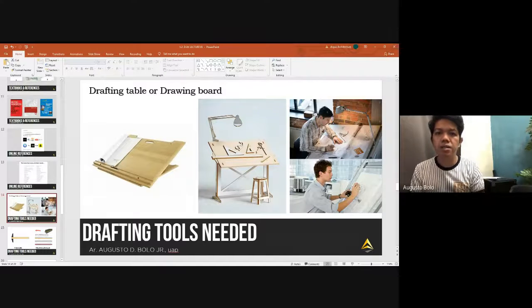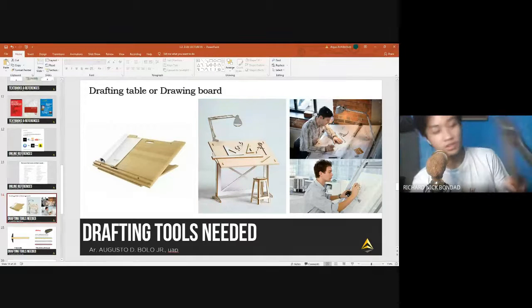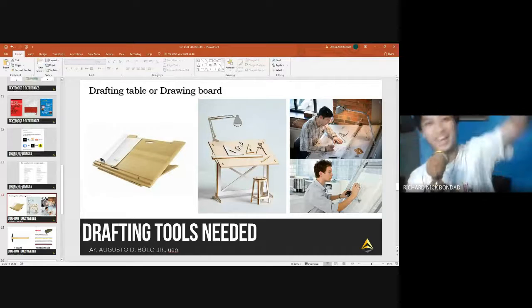Yes, Nick? Sir, ito po, sir. Wala po siyang ano. Teka.